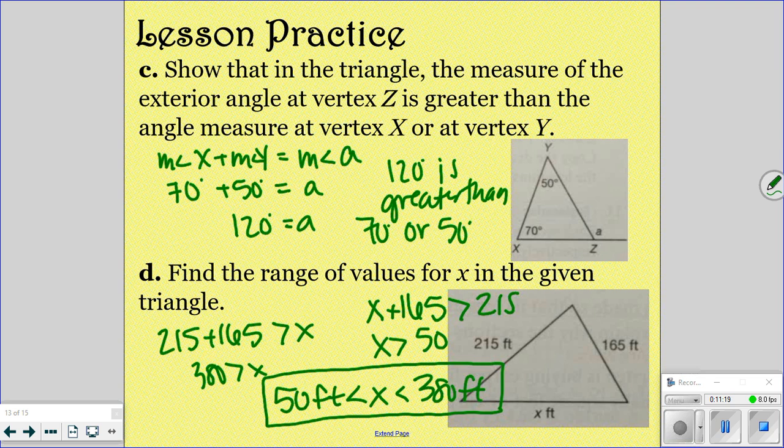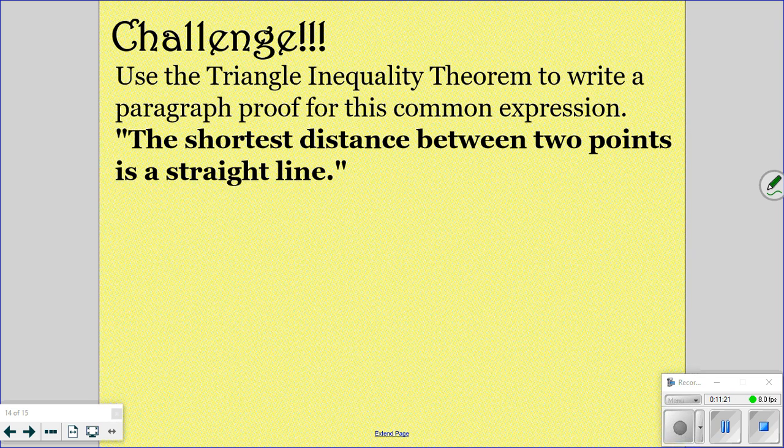Okay, so now we're going to look at our challenge question. We want to use the triangle inequality theorem to write a paragraph proof for this common expression. The shortest distance between 2 points is a straight line. So you'll pause the video and then go over it, and then unpause the video and I'll tell you the correct answer.